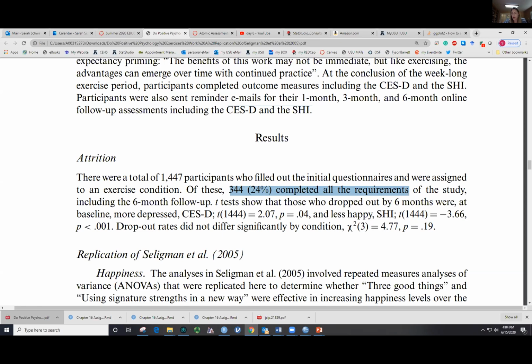Well, you have a substantial dropout rate. Yeah. So it says a t-test shows that those who dropped out by 6 months were more depressed at baseline. The dropouts were the most depressed people and the least happy people. If you compare the dropouts to the stayers, they were different. So if you do an ANOVA analysis, you can only keep in and analyze the completers. Are they going to be representative of everyone? No. So is an ANOVA method appropriate? Probably not.